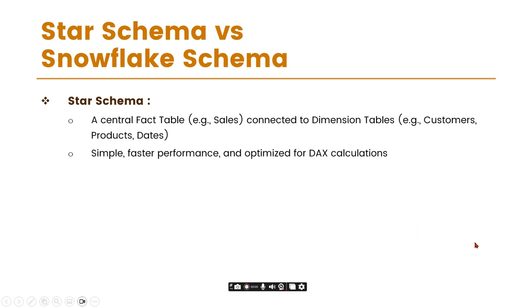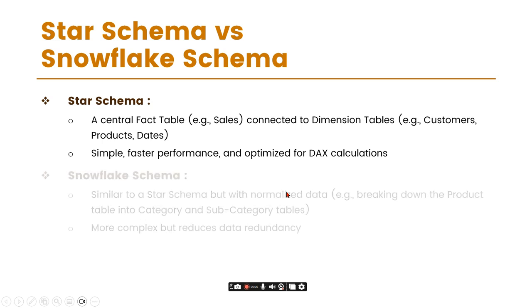Let's learn about the star schema versus snowflake schema. What is a star schema? A central fact table connected to dimension tables. This star schema is very simple. It is faster in terms of performance, and it is also optimized for DAX calculations. So usually when we use Power BI, it is the star schema that we have to use.